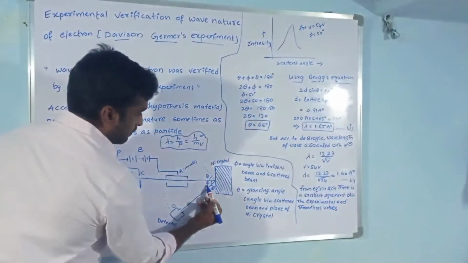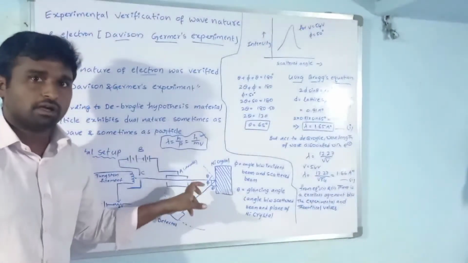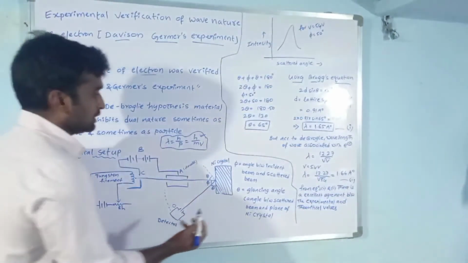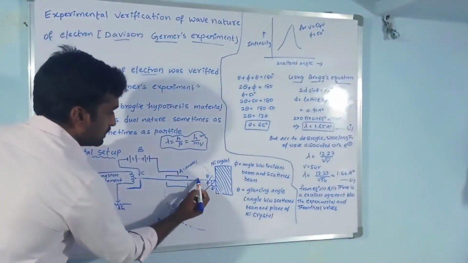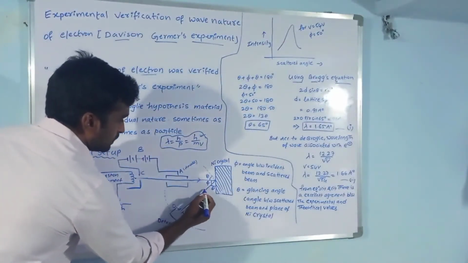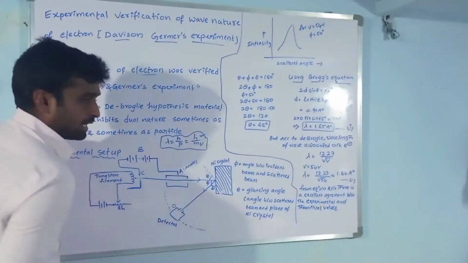This is angle phi. What is angle phi? Phi is the scattered angle. It is the angle between the incident beam and the scattered beam.